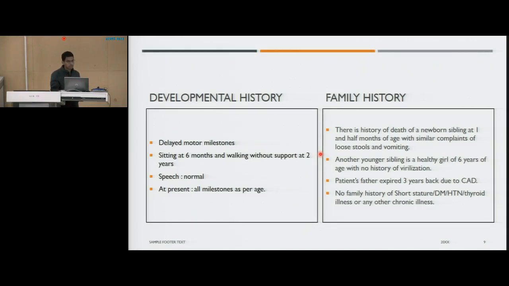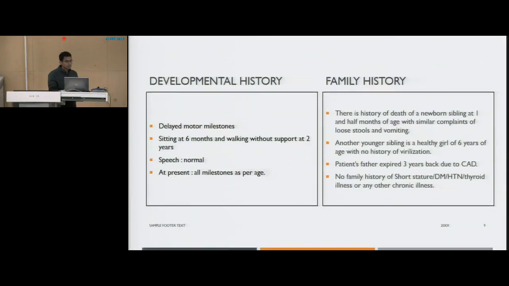The family history goes like this: there is a history of death of a newborn sibling at 1.5 months of age with similar complaints of loose stools and vomiting, and another younger sibling, a healthy 6-year-old girl with no history of any virilization. The patient's father expired 3 years back due to coronary artery disease, and there is no family history of short stature, diabetes mellitus, hypertension, thyroid illness, or any other chronic illnesses.